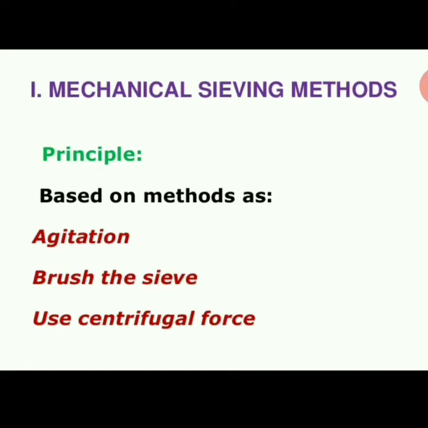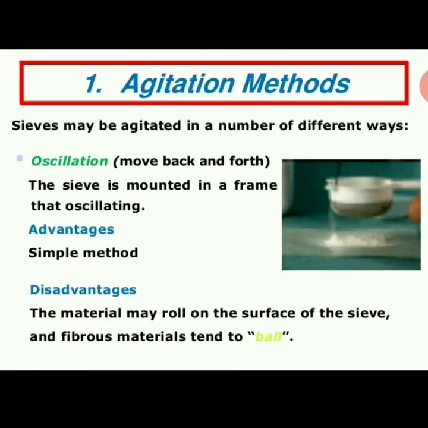First is the agitation method, in which the sieves may be agitated in a number of different ways, such as first the oscillation, second the vibration and third the gyration. So first one is oscillation. Oscillation means moving back and forth.